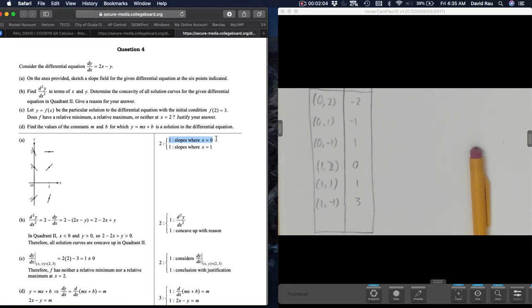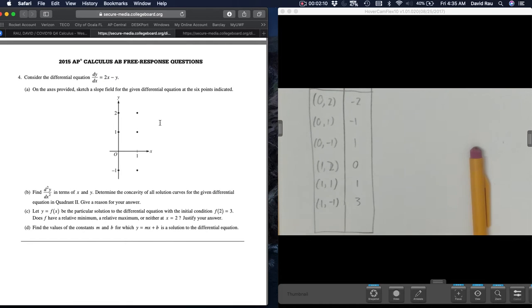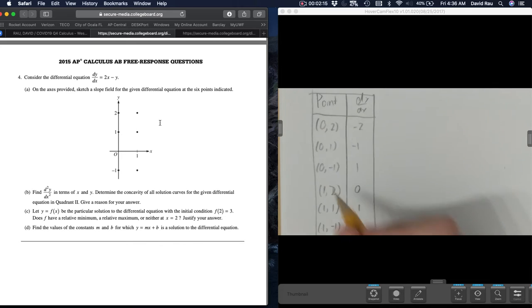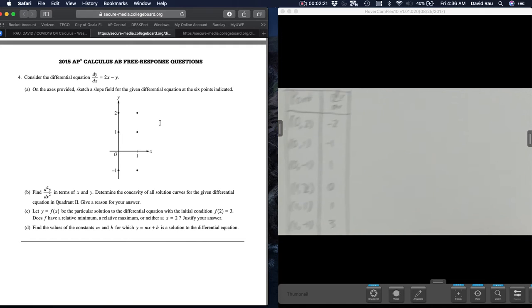Yeah, so pretty much as long as you got all the slopes for x of 0 correct, that was 1 point. Slopes for x of 1 was 1 point. So kind of a weird way of scoring it, but there we go. So you could expect to see maybe a table question like this. So for the indicated points, find dy dx. They could format the question like that instead. All right, let's move on to part B.